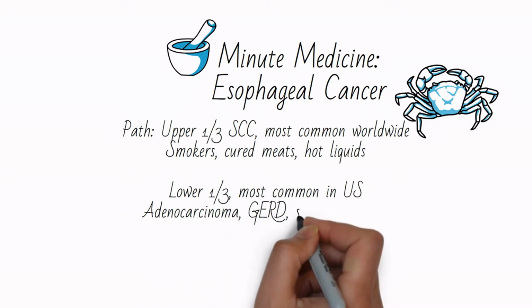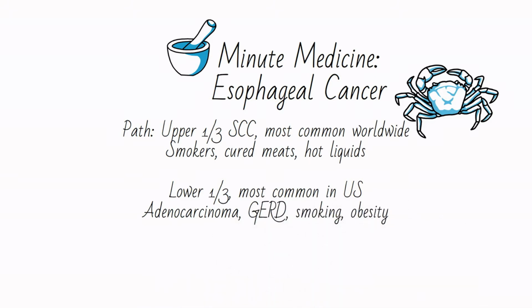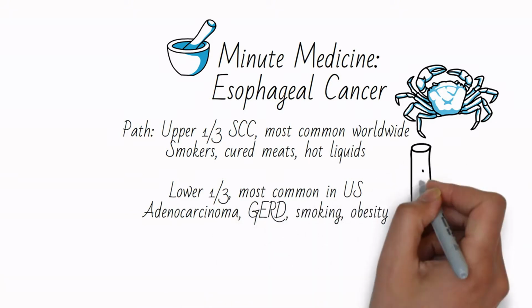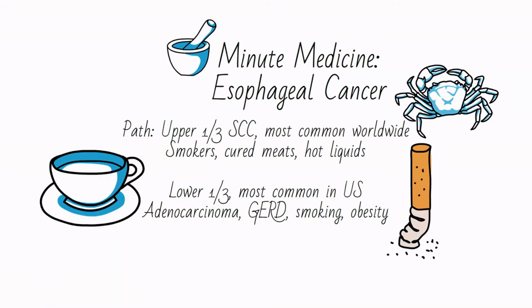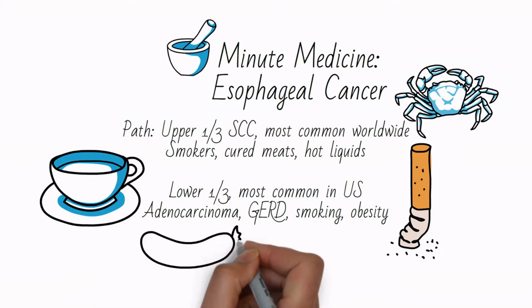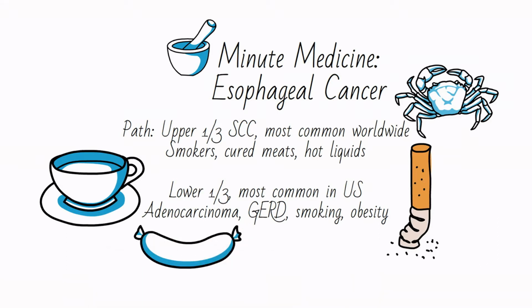Adenocarcinoma is most common in the distal third of the esophagus or at the GE junction. There is also an association with smoking, as well as an association with GERD and obesity. This is the cancer that Barrett's esophagus transforms into. Be sure to watch my GERD video for more information.